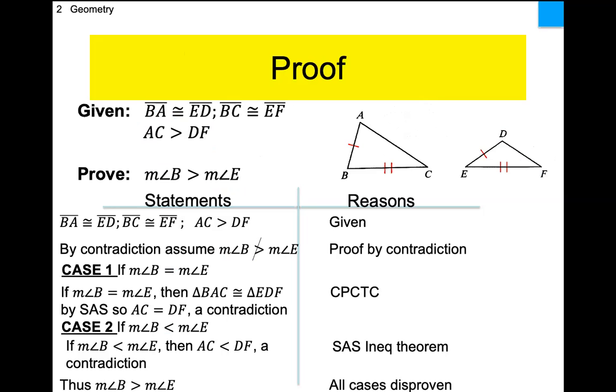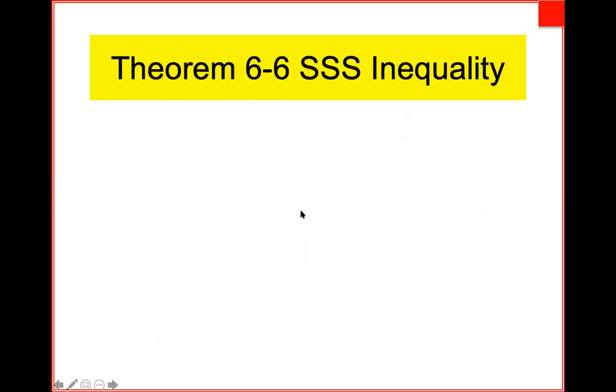So here's an example of a proof by contradiction. Granted, we filled up this whole paper, but the nice thing was that the logic behind it was clear and simple. The reason is that angle B must be larger than angle E. So this was the converse to the previous one, and this is called the 6.6, the SSS Inequality Theorem.